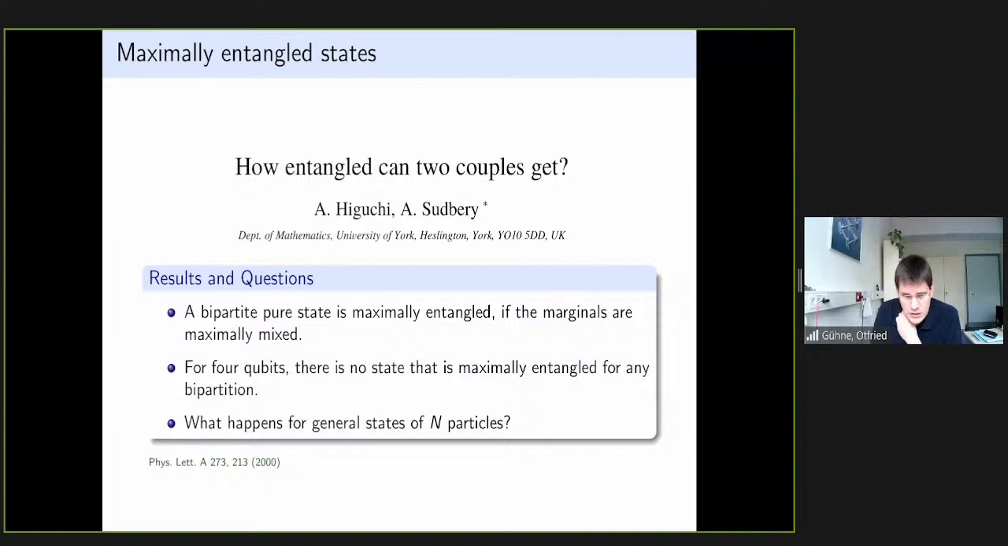And then you can go, for instance, to four particles and ask, is there some state which has the property that it is maximally entangled for any bipartition? And the surprising answer, what they found in this paper, is that you cannot find one. In this example, more or less, you can just prove it by a brute force calculation. Essentially it tells you that for four qubits, you cannot have a state which is maximally entangled for any bipartition. But then, of course, the question arises, can you do it for more general states, or how it relates to the dimension and so on? And this is one thing that I want to talk to you about in the following minutes.